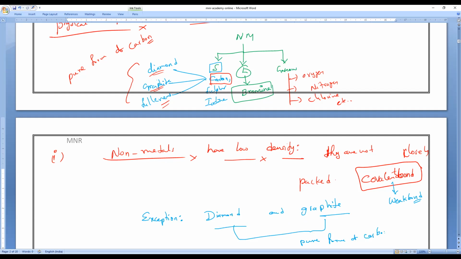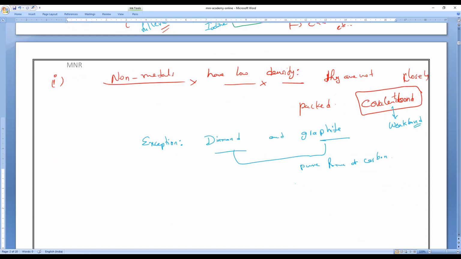All of you, carbon is an exception, having a little higher density. Compared to metals, all the non-metals have low densities, with the exception of diamond and graphite. So there will be a slightly higher density for them. Okay. Next, do non-metals have a low boiling point or a high boiling point?